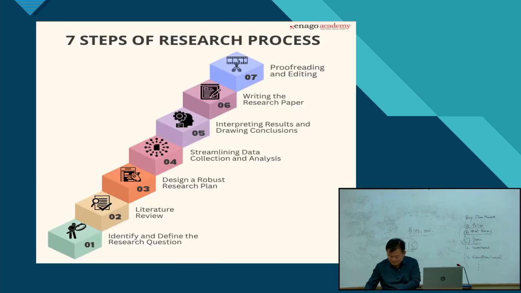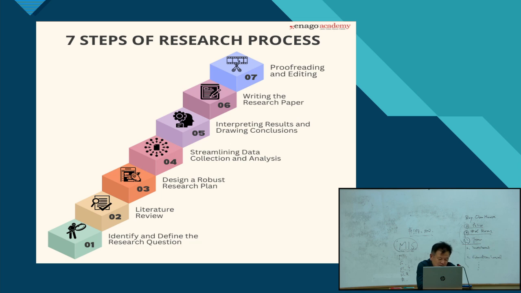This is the seven steps of a research paper. How do we make the research process? The first step is to identify and define the research questions. What is the goal of your topic? And the literature review is a formal research.